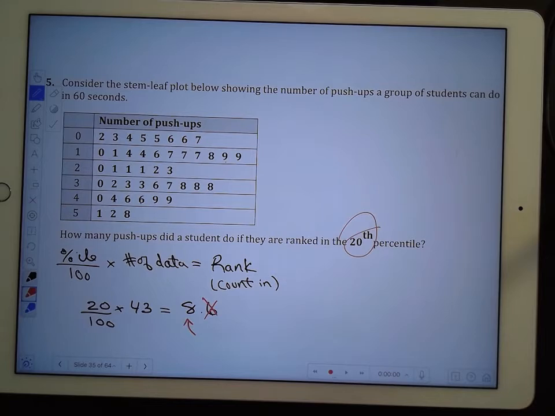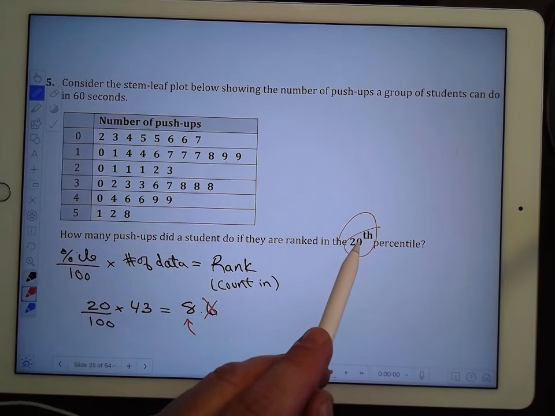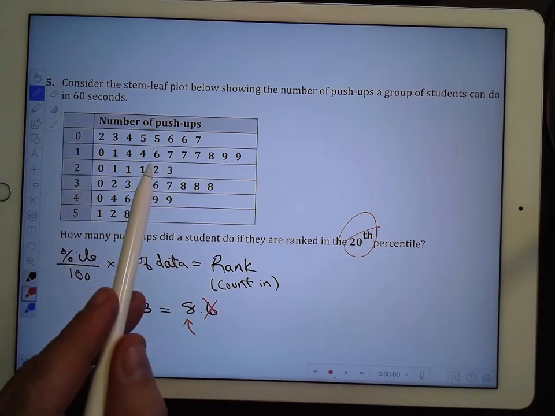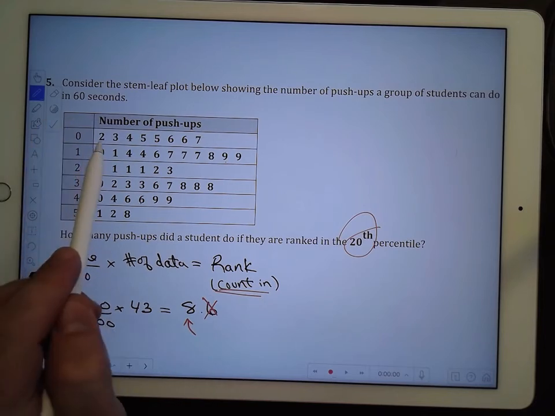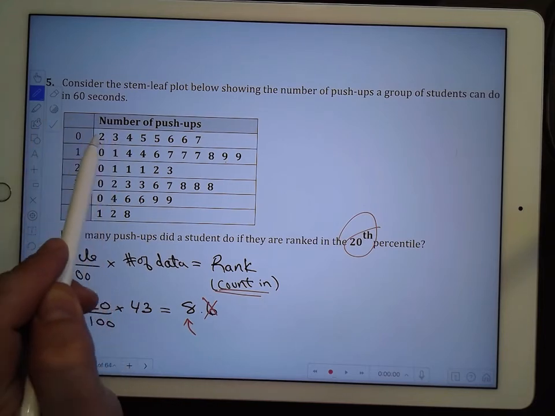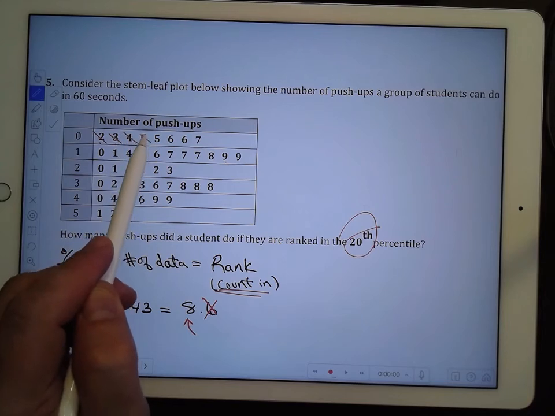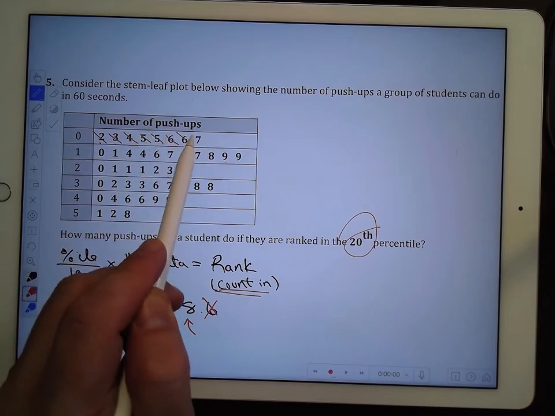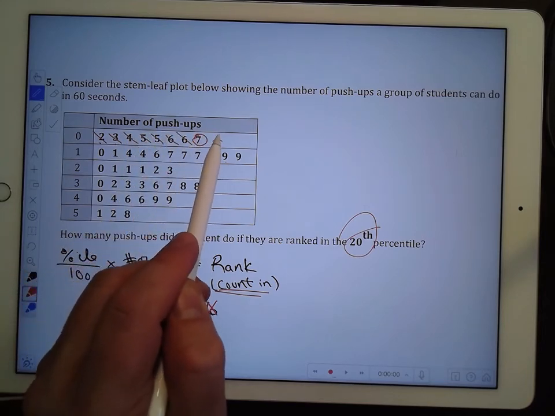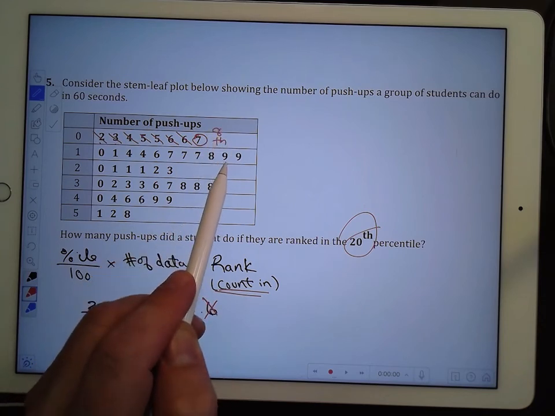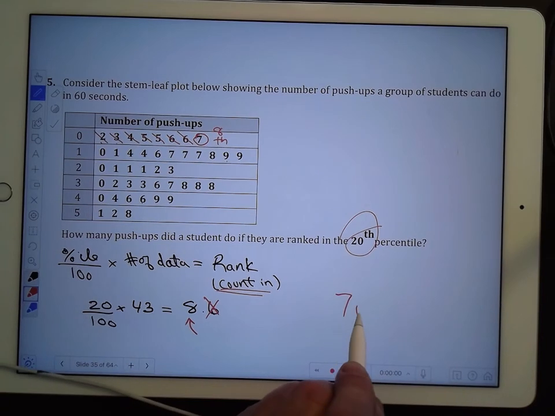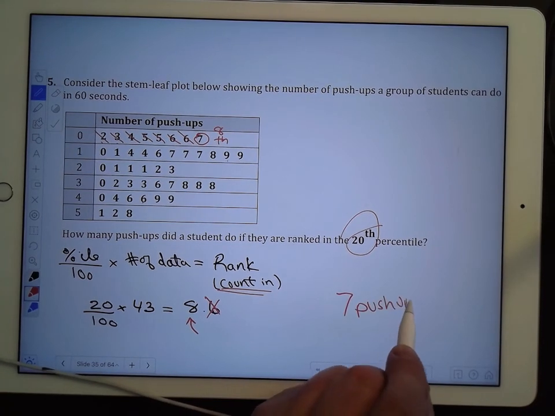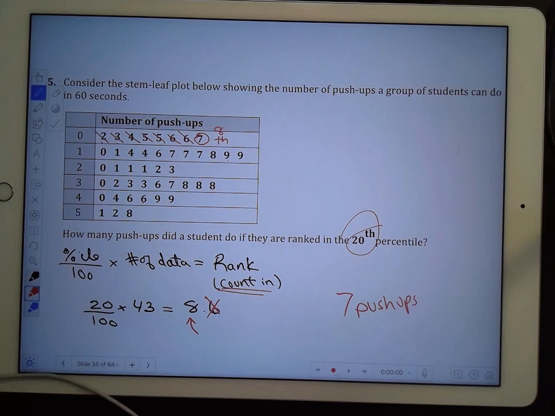But remember, the 8 is the rank. So you're the 8th kid if you're in the 20th percentile. Now, which kid from this distribution is the 8th kid? You have to count in and find him. So here's kid number 1, number 2, 3, 4, 5, 6, 7. And right there is the 8th kid. And the 8th kid was able to do 7 push-ups in 1 minute. And that's your answer.